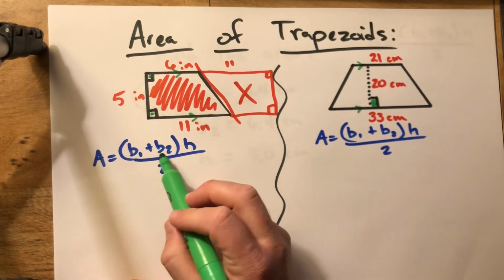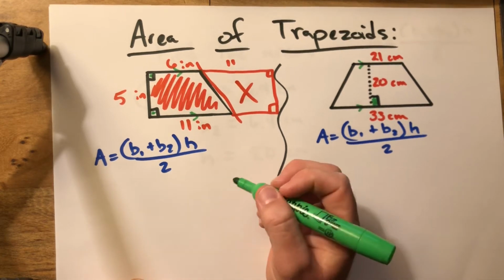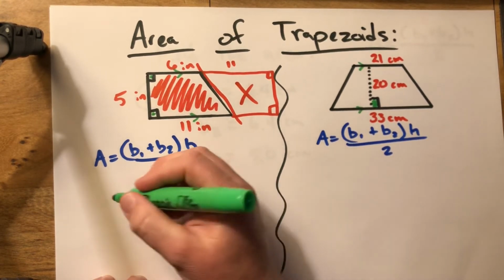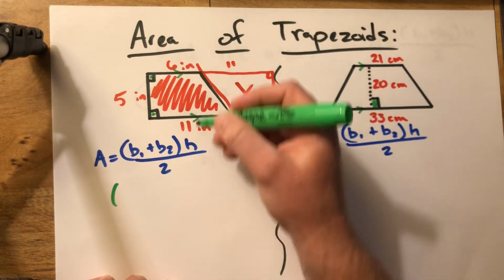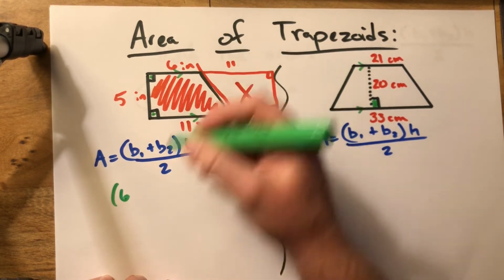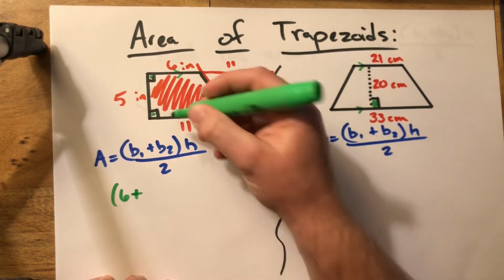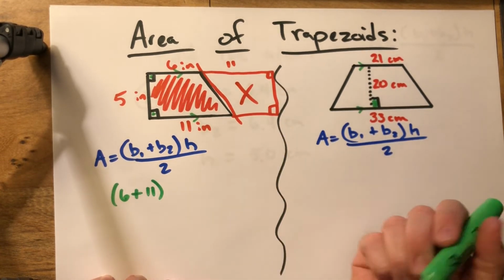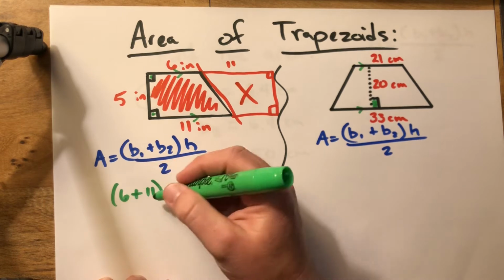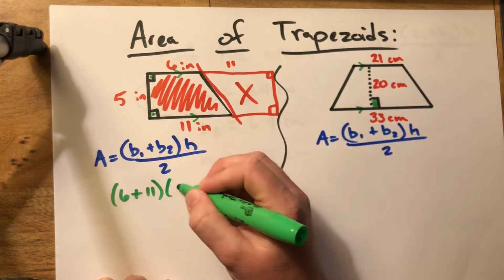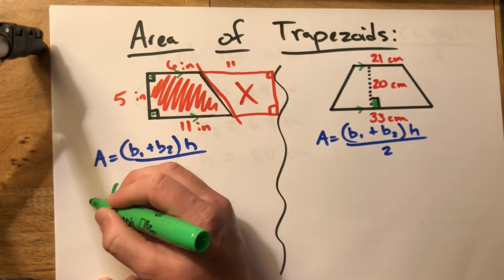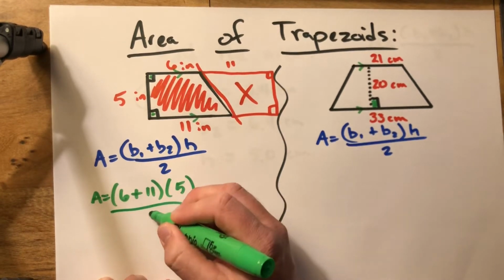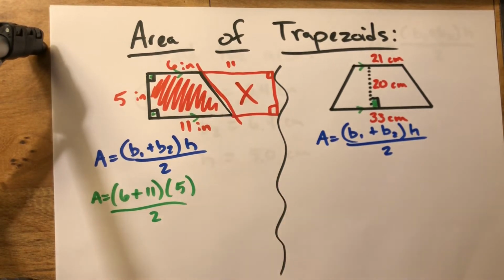So let's look at our formula here. We have area equals base 1 plus base 2 times the height, all divided by 2. Looking something like this. Let's use substitution. So base 1 I'm going to call 6. You could actually call it 6 or 11, doesn't matter. Base 2 I'm going to call 11. I say it doesn't matter because you're going to add them up anyway. So 11 plus 6 and 6 plus 11 is the same thing. Height is going to be 5, and then we're going to divide it all by 2.